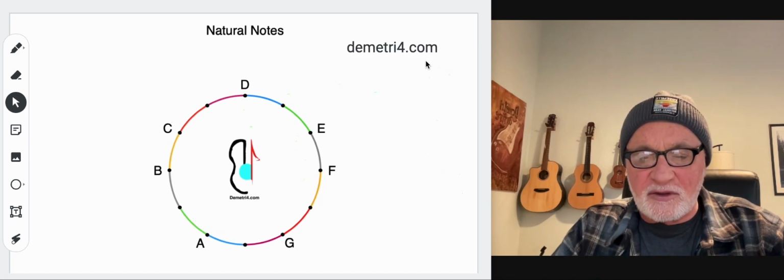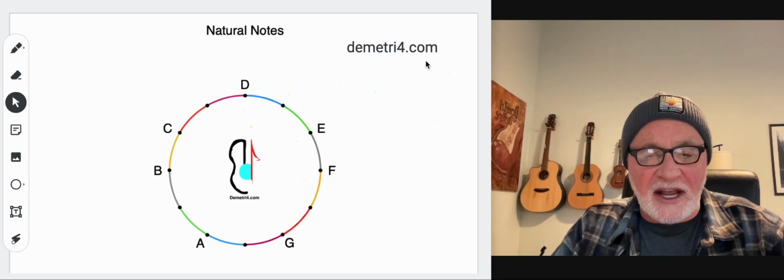Number two, quality. We must then recognize the quality of the interval. The quality can be somewhat complicated, and the natural note circle will make this much easier to visualize. To find the interval quality, count the number of dots, half steps, between the two notes. Do not count the lower note's dot. The same note is the same dot.